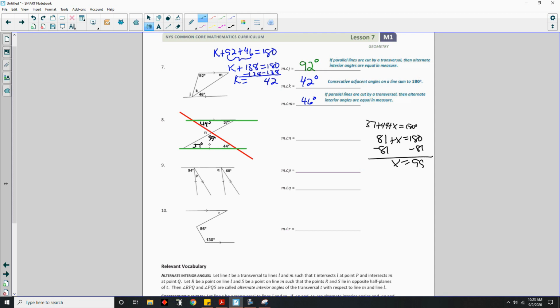Triangle sum theorem. This is a linear pair, so now n plus 99 equals 180. Subtract 99, and we get 81, which is up here actually. So that's 81 degrees.